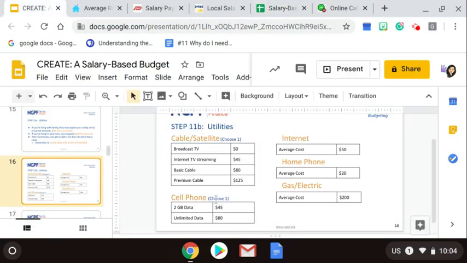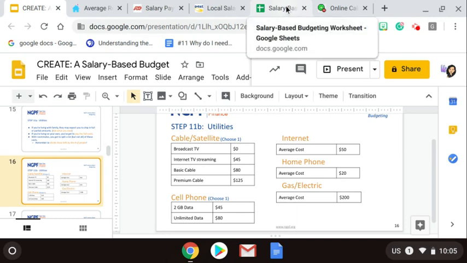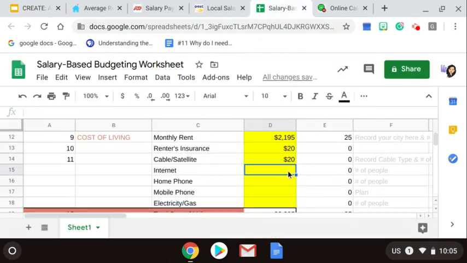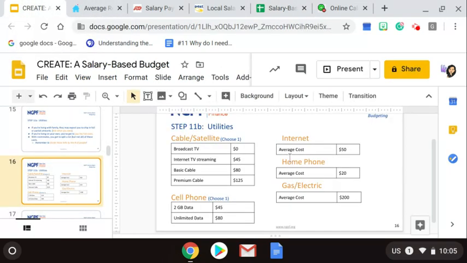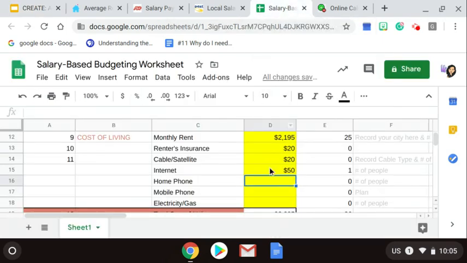All right, internet, that's a huge thing right now. I pay $50, which I'm thinking we need to maybe upgrade, but I'll put $50 here. So it's on you what you choose, and you could definitely ask your parents or whoever's paying the bills: Hey, can you help me out with this? How much do we pay for this? Is this realistic?